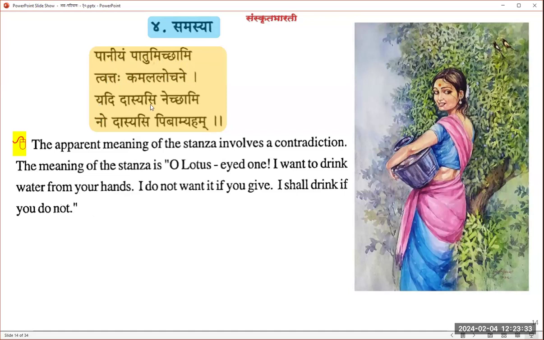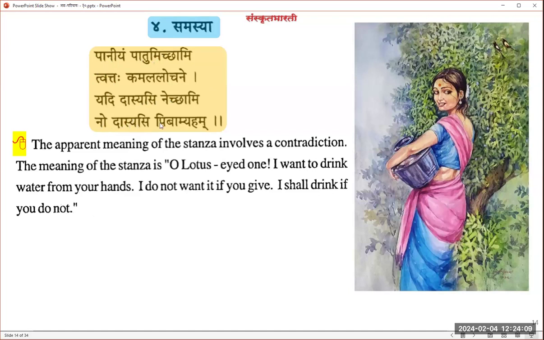Yadi dasyasi na ichchami. So this one here, if you give, dasyasi, tvam dasyasi, right? Madhyama purusha ekavachana if you take, okay? Tvam dasyasi na ichchami, if you take guna sandhi there, nechchami. So yadi dasyasi na ichchami. What is it? Oh, if you give, I do not want. So first he is saying, I want to drink water from your pot. Tattah means from you, means sourcing from you, which means from your pot. But if you give, I don't want.